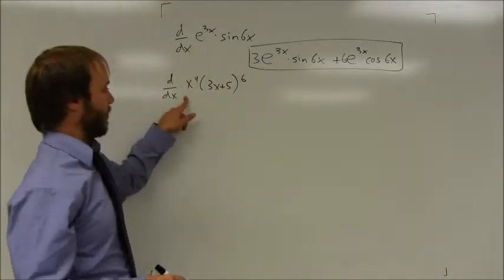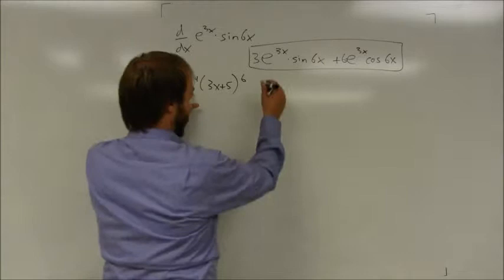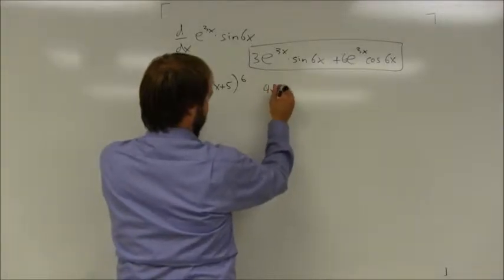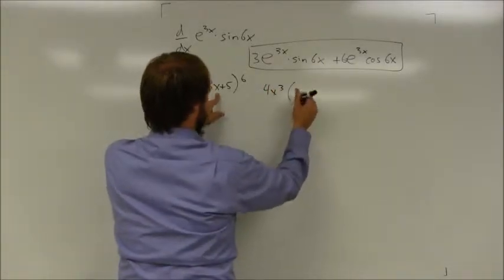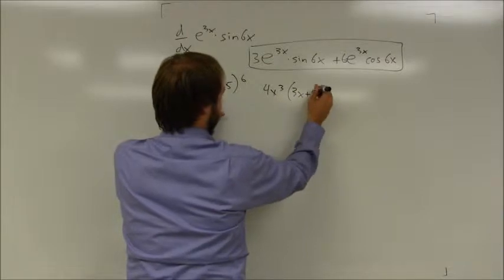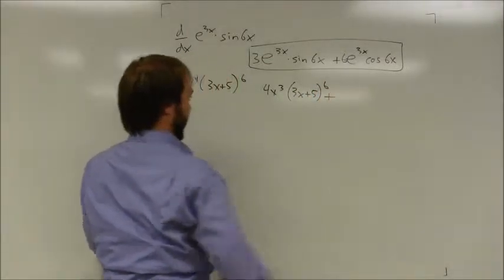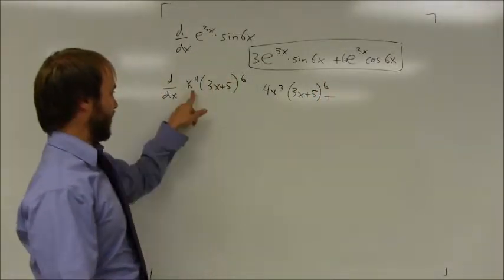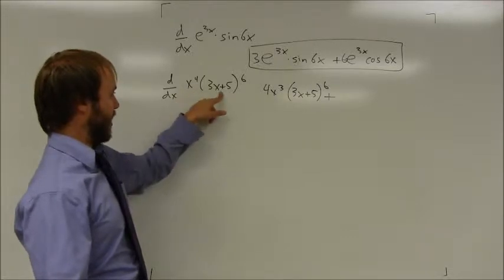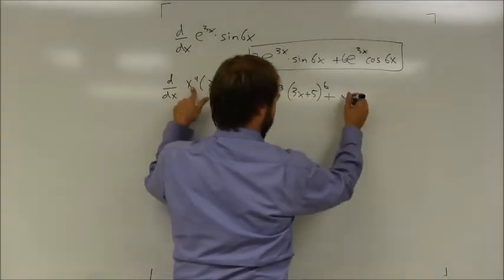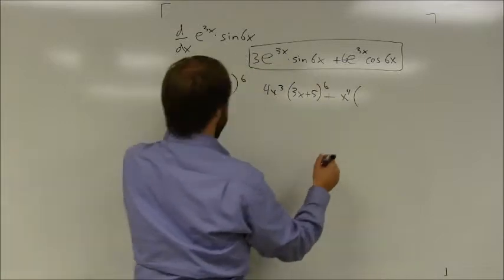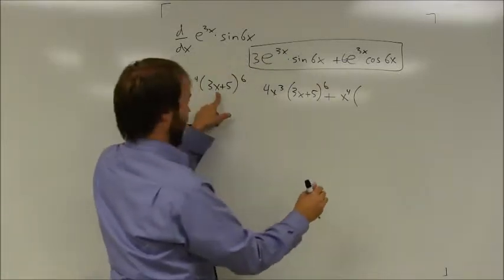Okay, second example, same deal. Derivative of the first, power rule applies here, 4x cubed times the second. That's 3x plus 5 raised to the 6th power. Okay, for the second part, derivative of the first times the second plus the first times the derivative of the second part, okay?